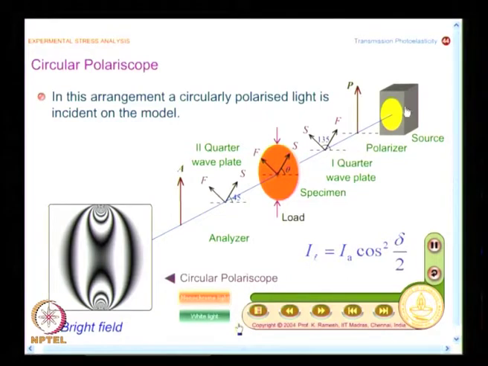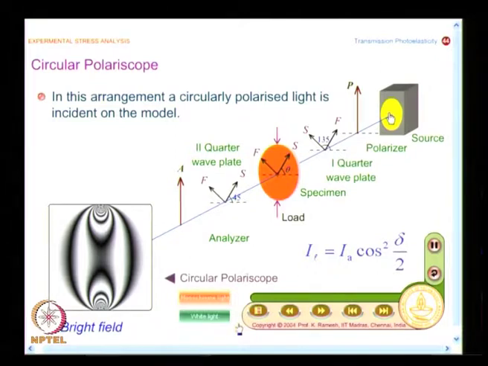So, what I have here is a light source, a polarizer, a quarter wave plate, the model, then the second quarter wave plate, and then the analyzer. You should be able to sketch this schematically. At least this portion, you should be able to sketch for different optical alignments.